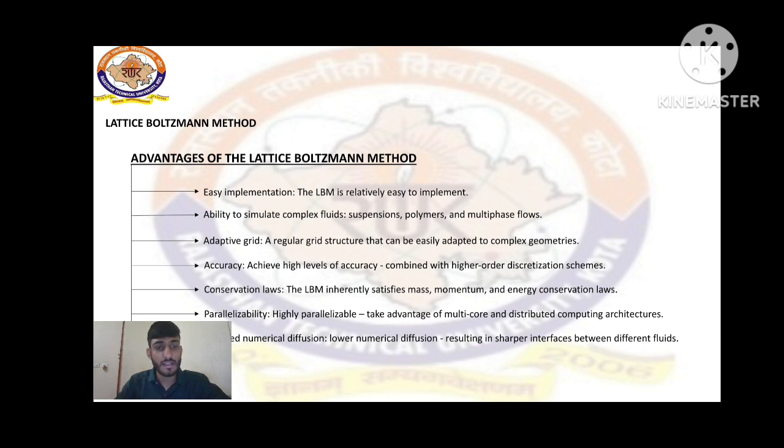Then we will say parallelizability. If we talk about how parallelizable the Lattice-Boltzmann method is, we can say that it can take advantage of multi-core processing as well. It is more related to the hardware, or computing architecture, I will say. So it can do parallel computing as well, and as it is very easy to implement, it gives an advantage over here. The other one is reduced numerical diffusion, and the last one is boundary conditions.